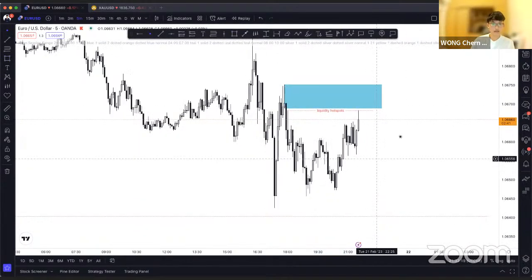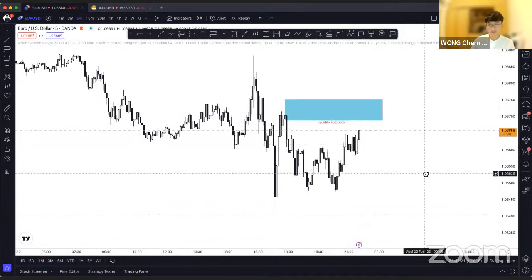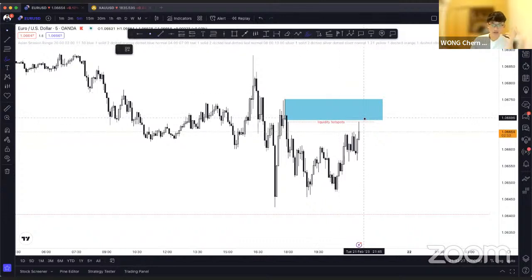Okay, so there is an area of supply zone, and we see some inducement coming in. Inducement is actually a smart money concept. If any of you guys want me or Yongqing to elaborate and explain further on these concepts, do let us know in the feedback or comment section below, and we will definitely create a video about that to give you some tips on how to use inducements.